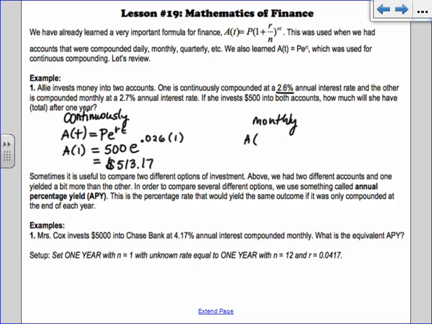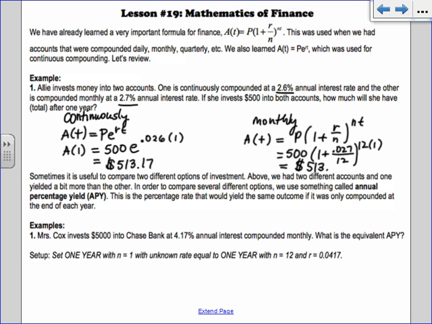All right, now monthly. That's the one that uses the P times 1 plus r over n raised to the nt. So I have $500. I'll write the formula out. And I'm investing at a 2.7% compounded monthly for 1 year. So for this one, we get a very similar amount. We get $513.67, so slightly more.